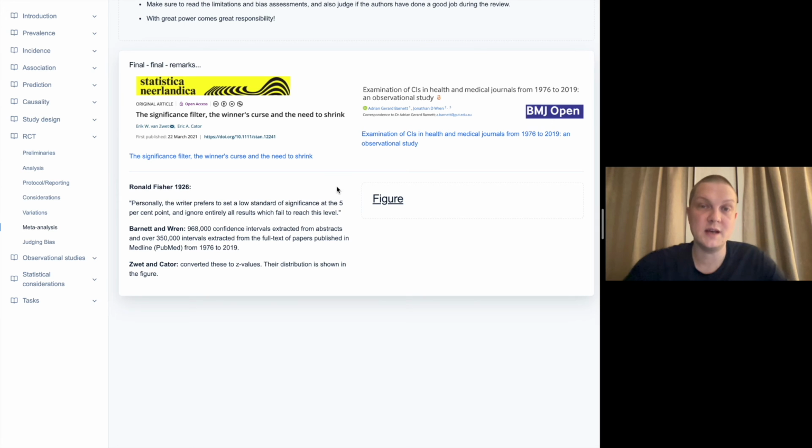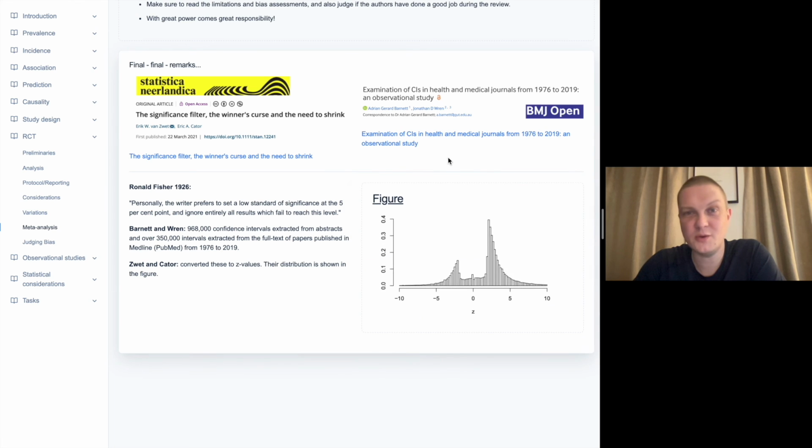The idea here is that a Z value of +2 or -2 corresponds to the significance level that we commonly refer to, that is a p-value of 0.05. So I'm going to show you this figure now, and I just want to make you aware that you cannot unsee it. Okay? So you've been warned. Here you go. This is the distribution of Z values that they found in these papers.